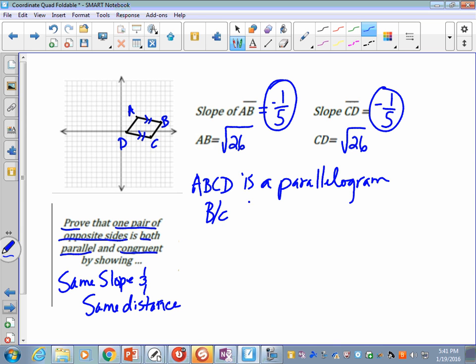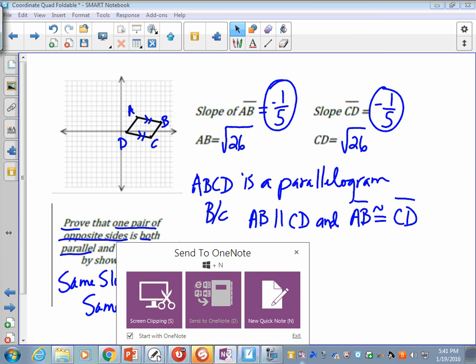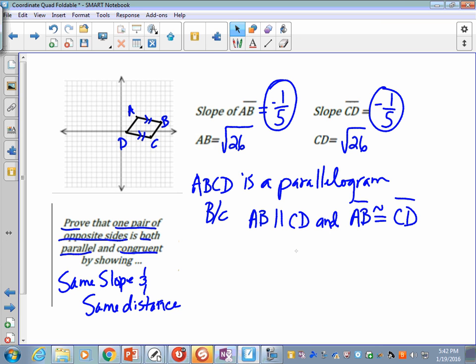Because AD, not AD, but AB, excuse me, is parallel to CD, and AB is congruent to CD. So once I'm showing that they're parallel and congruent, then I have proved it's a parallelogram.